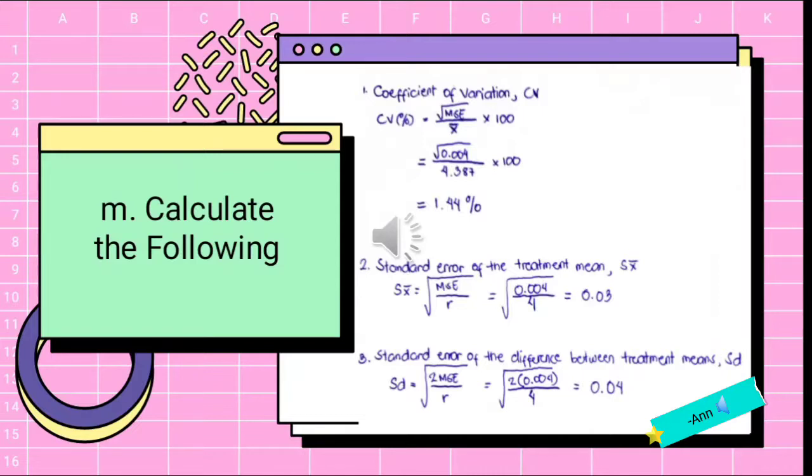Then the next one is the standard error of the difference between treatment means. So the formula is the square root of 2 times the mean squared error, or MSE, over R. So 2 times 0.004 divided by 4, equals 0.04.